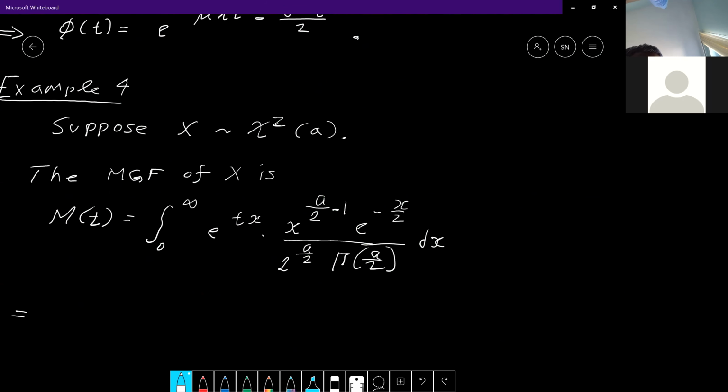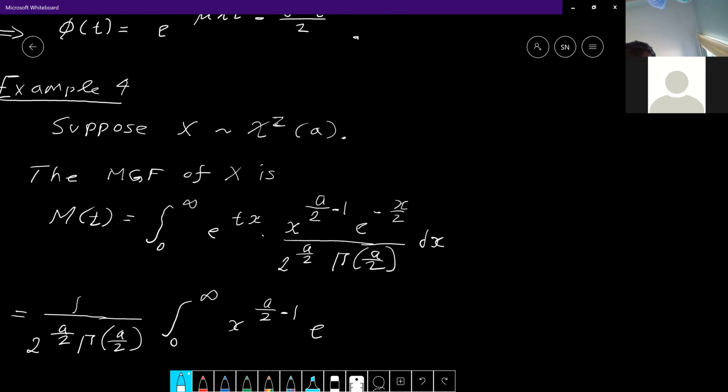All right, so you can pull the constants outside the integral, so this will become this. Then you have the integral from 0 to infinity of x to the power of a over 2 minus 1, then e to the power of minus x times, in brackets, half minus t, dx.